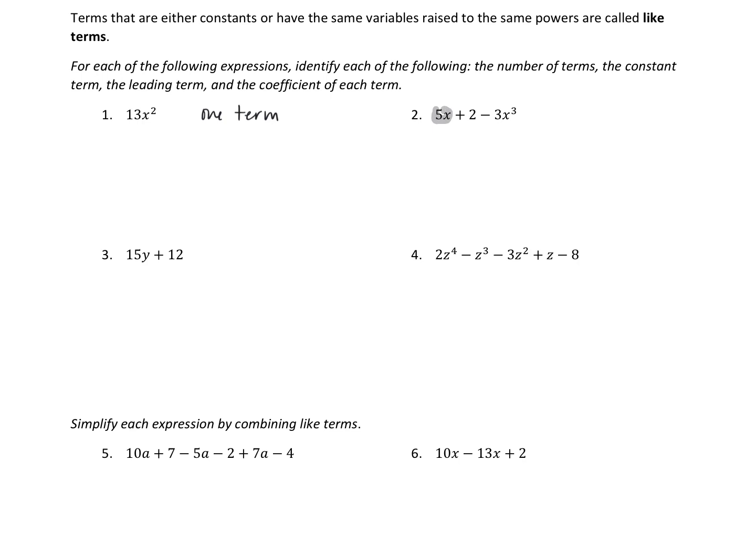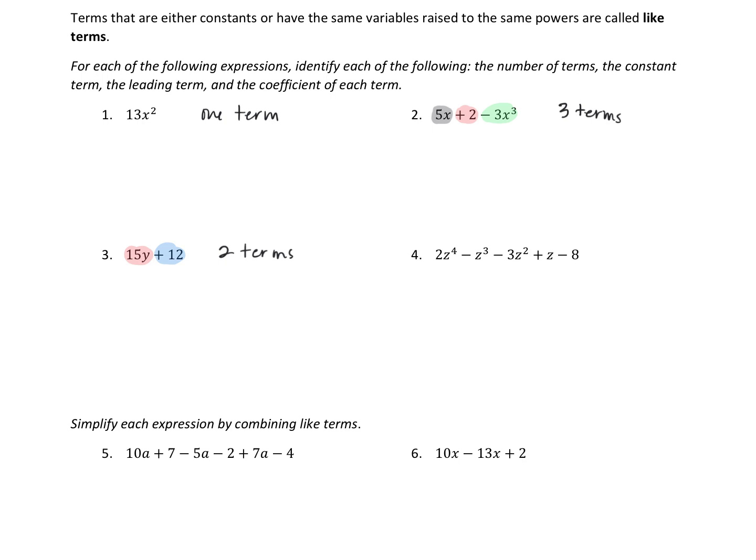So my first term is 5x. My second term is 2. And I put the symbol with what follows it. So the negative 3x cubed would be the third term. So this expression has 3 terms, 5x, the 2, and the negative 3x cubed. So 3 terms in this polynomial. All right, number 3, we have the 15y, and then we have a plus symbol, so plus 12, and that's it. So those are 2 terms.